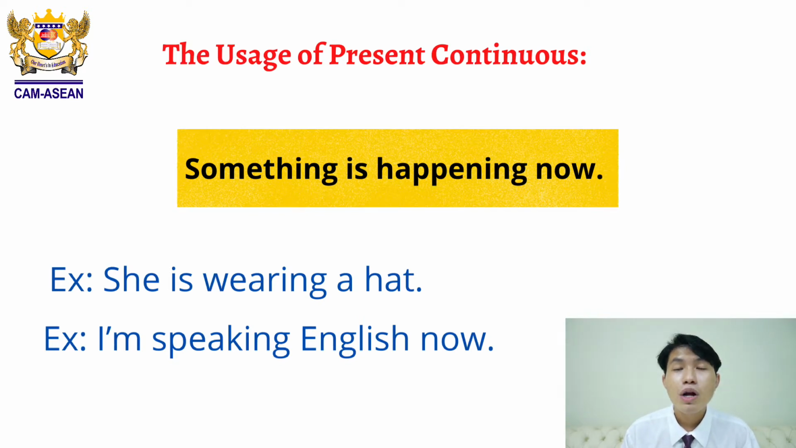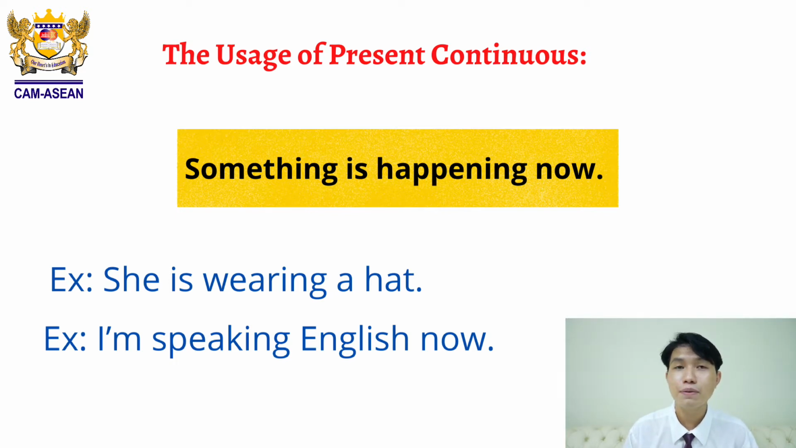So we use present continuous when we want to talk about something that is happening now. Well, let's look at the example together. She is wearing a hat. So you can picture a woman wearing a hat. Alright? So that is happening now, okay?